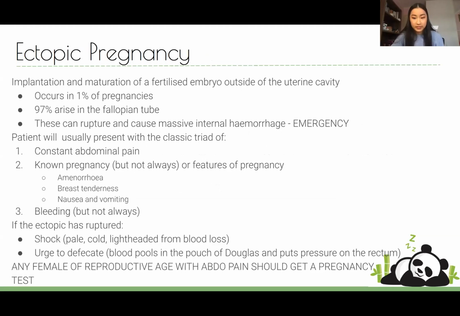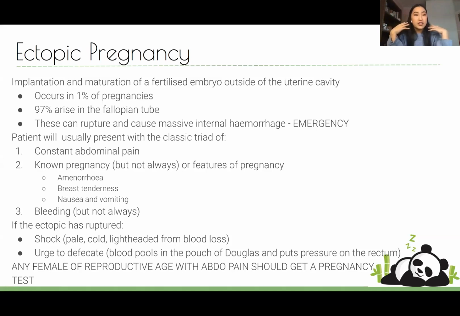Ectopic pregnancy, probably the most important pathology to know in repro, really. So this is implantation and maturation of a fertilized embryo outside of the uterine cavity, typically in the fallopian tubes. And the issue is if they implant in the fallopian tubes, they can rupture, and that causes massive internal bleeding. And the bleeding just does not stop until they get surgery. So this is a big medical emergency.